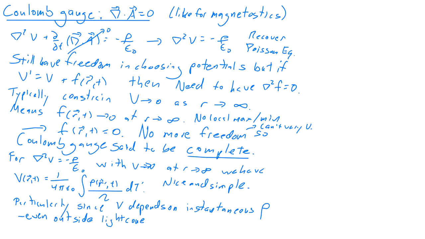But there's a 1 over R, so we just have to know it locally. It drops off, and we can ignore very far away. That seems to violate relativity, but E also depends on A, because there's the minus dA/dt term, and that isn't instantaneous. So relativity is still very much at play.